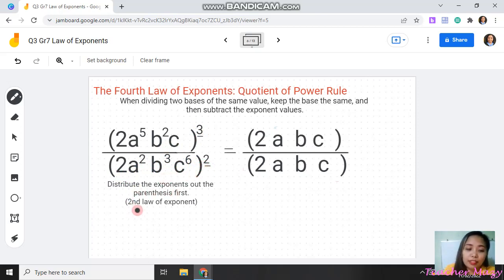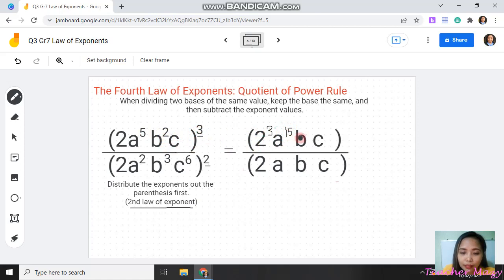Okay, so first, let's use the third law of exponents. So which is, we need to distribute the exponents out of the parentheses first. So, let's distribute the exponents to all the given terms inside the parentheses. So that means this becomes 3. And then 5 times 3, that is 15.